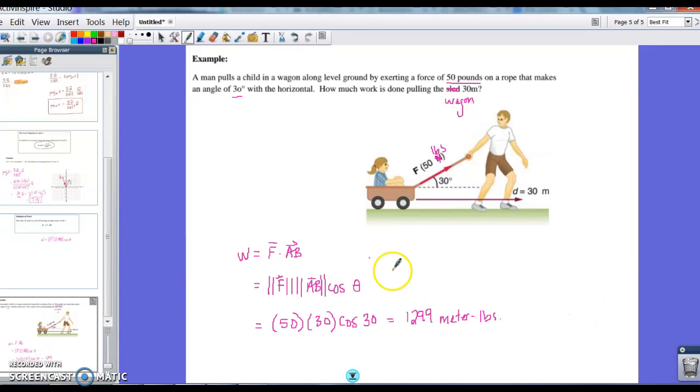It's pretty straightforward. The questions that you have are going to be very straightforward, similar to this, but that's the idea behind it. All right, so that is going to wrap up everything with the dot product.